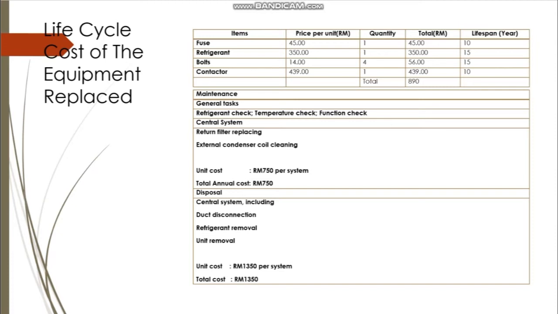At disposal: duct disconnection, refrigerant removal, unit removal. Unit cost is 1,350 ringgit per system. So the total cost for this part is 1,780 for the parts replaced throughout the machine operation, the air conditioning system and ASU unit, before it needs to be replaced.